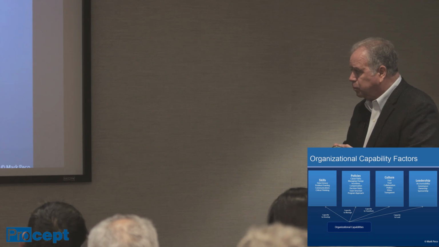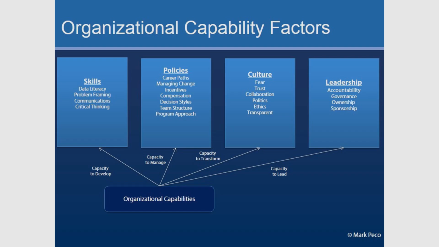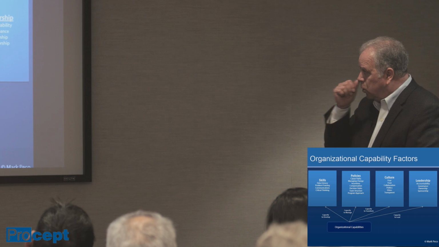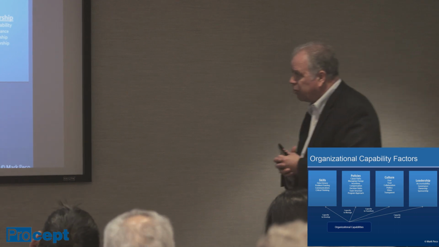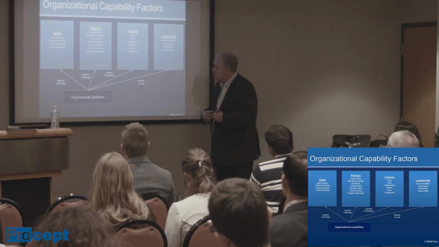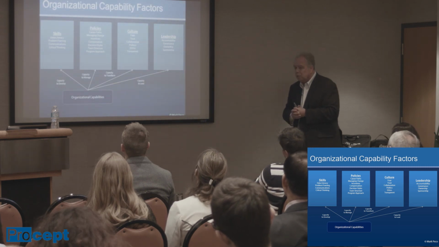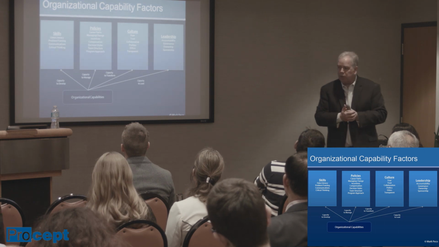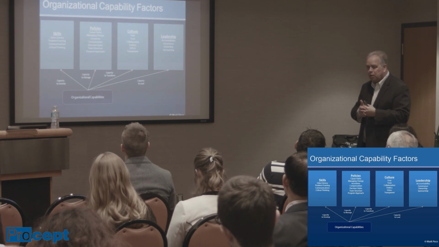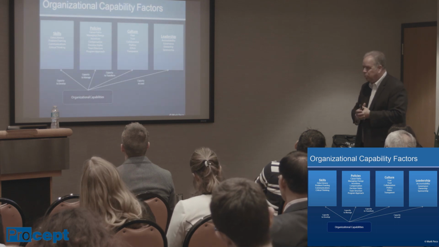Organizational capabilities: the capacity to develop people or teams, the capacity to manage, the capacity to transform, and the capacity to lead. So if these are things we think are important and we find out we're not doing a very good job there, then some mitigating strategies are to improve literacy, improve our problem framing skills, our communications and critical thinking skills. The management piece is policies around how people progress through a career, maybe rethink how we're incenting and motivating people, compensation models, team structures, et cetera. So these become the countermeasures to manage the people.